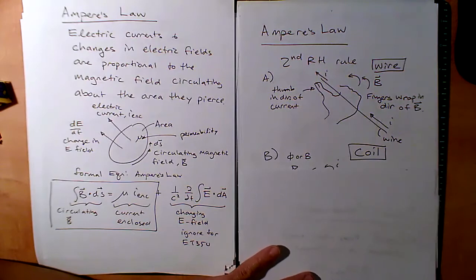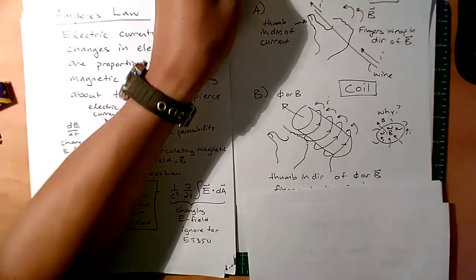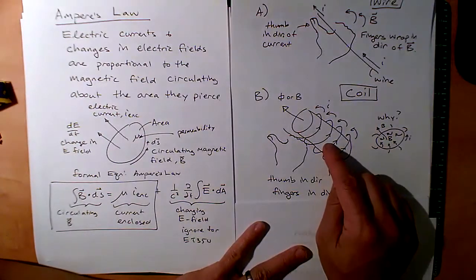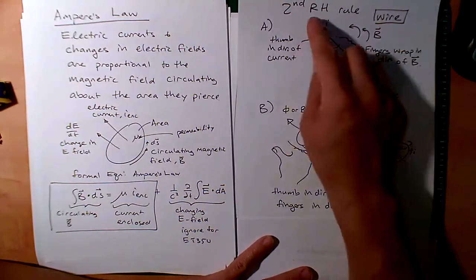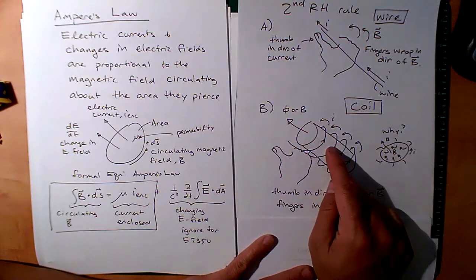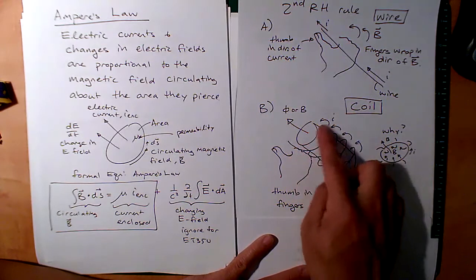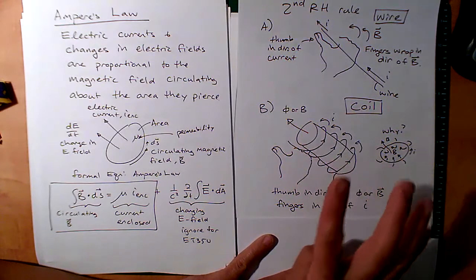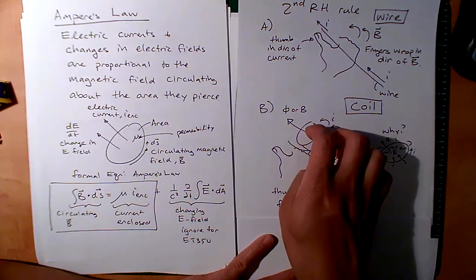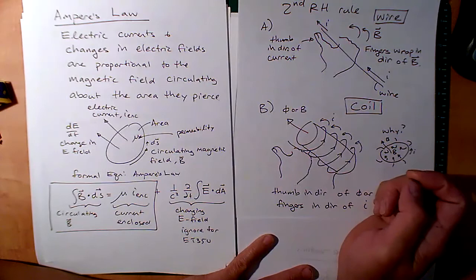All right. Now, let's say you had a solenoid, okay? I'm going to call this the second right-hand rule, or Ampere's law right-hand rule part B. Now, let's say you have this wire. This time, it's curling around, and you're going to take your fingers and put them in the direction of current, and your thumb is going to be the direction of flux density, or phi, okay?